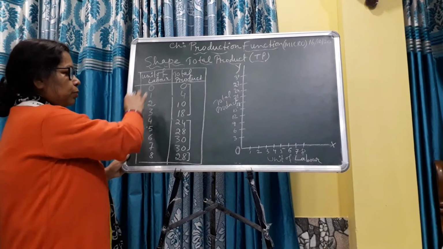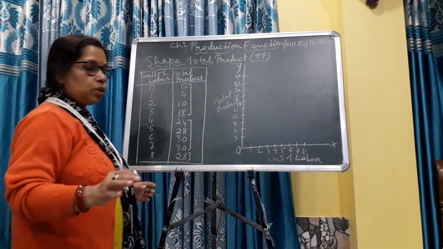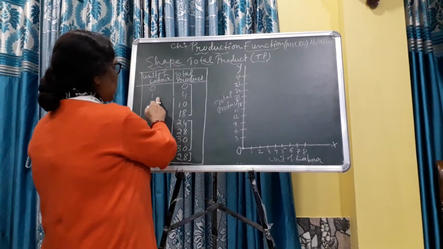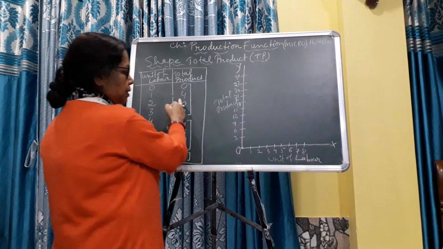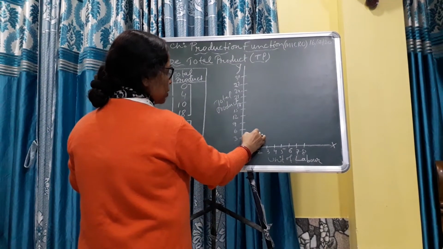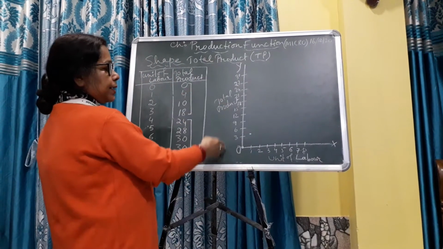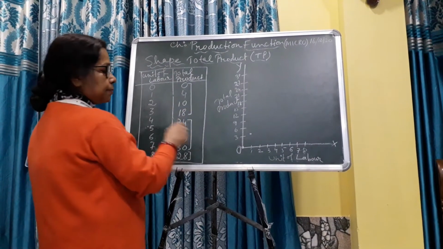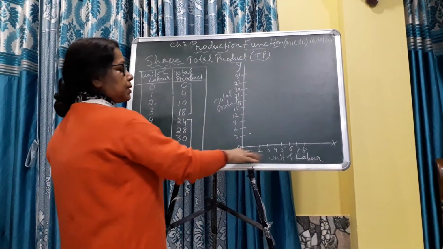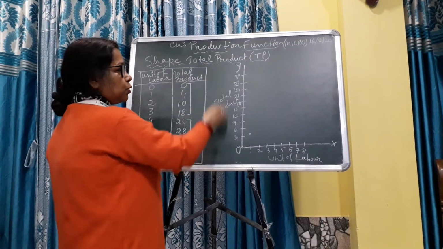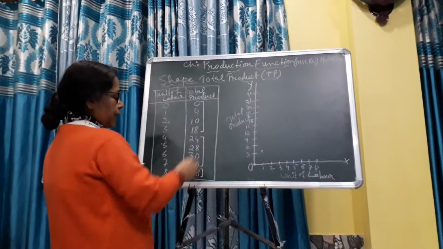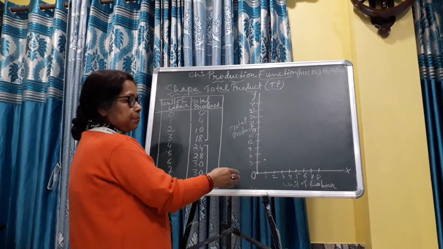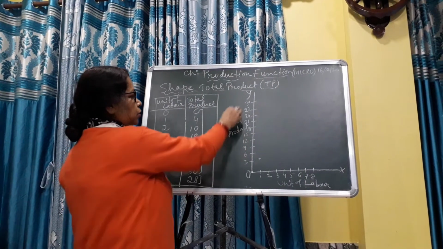So with the help of this schedule, now I am going to draw the diagram. First, 0, 0. Now start from 0. 1 labor, 4 units. You divide the x and y axes. Units of labor 1 to 8 are on the x axis, and total product is measured on the y axis. The highest value is 30, that's why you divide the line in gaps of 3: 3, 6, 9, up to 30.